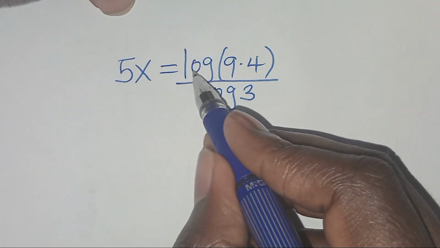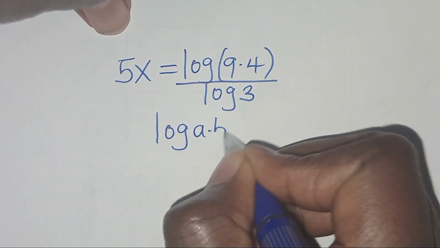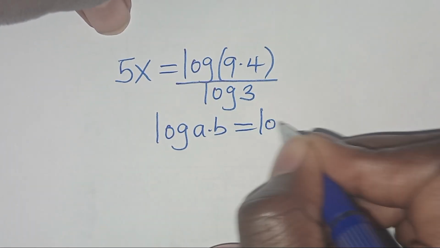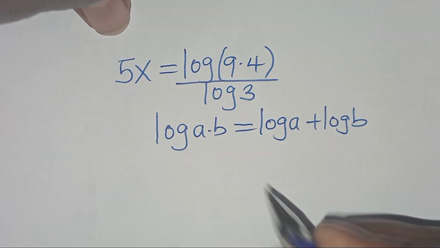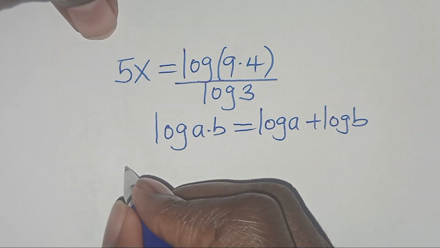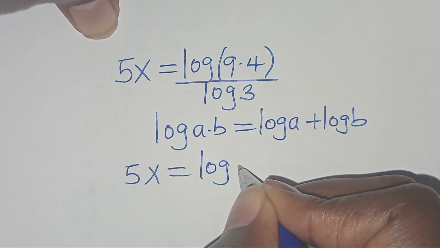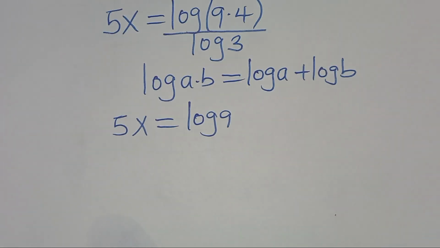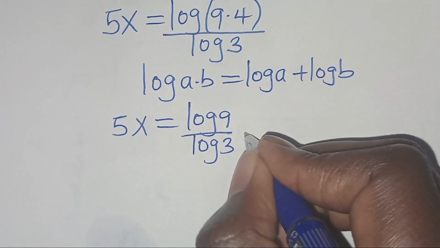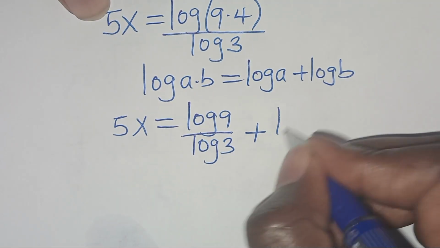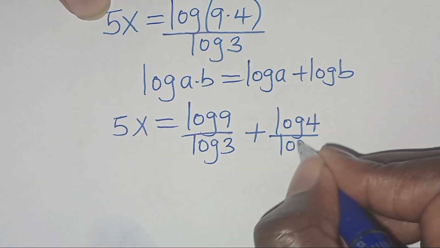Now we have that log 9 times 4 is in the form of log a times b, which we can express as log a plus log b. Applying this logarithm property, then we have 5x is equal to log 9 divided by log 3, then plus log 4 divided by log 3.